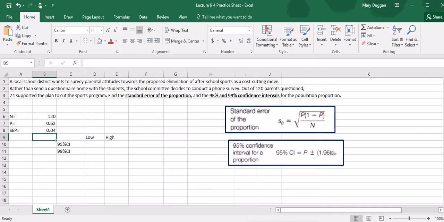That's a lot of parentheses. If that is too many parentheses for you, you can break down the steps one at a time to find the standard error of the proportion.